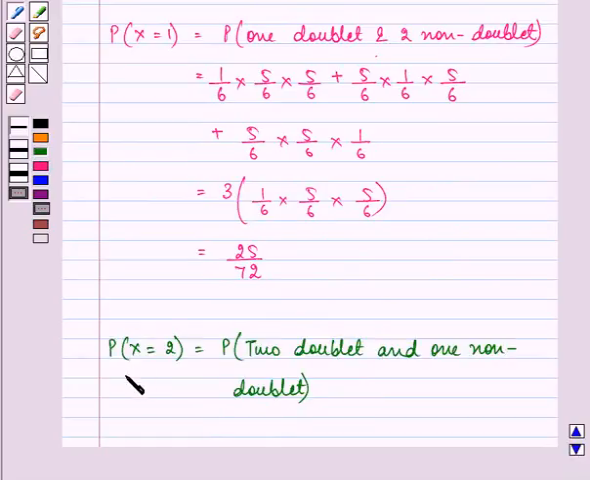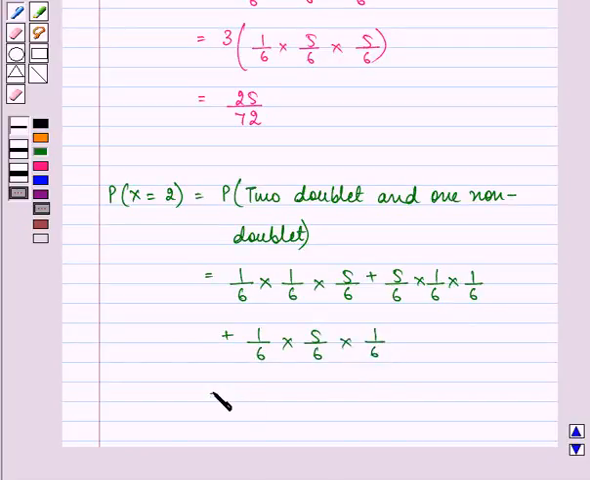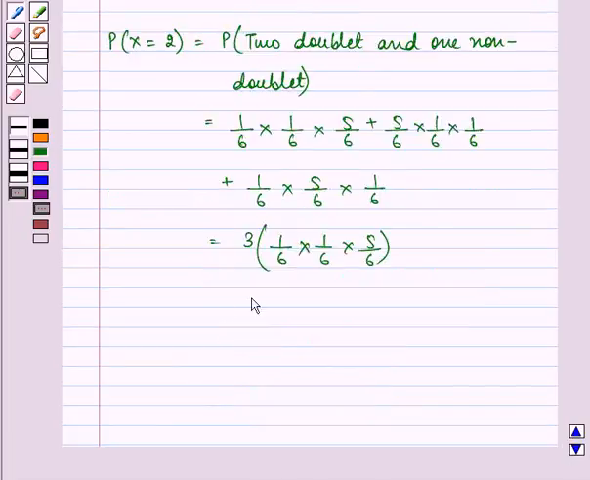Now we need to find out probability of 2 doublet and 1 non-doublet. That is 1 by 6 into 1 by 6 into 5 by 6, or 5 by 6 into 1 by 6 into 1 by 6, or we can have 1 by 6 into 5 by 6 into 1 by 6. That is 3 times the value 1 by 6 into 1 by 6 into 5 by 6, that we have as 5 by 72.